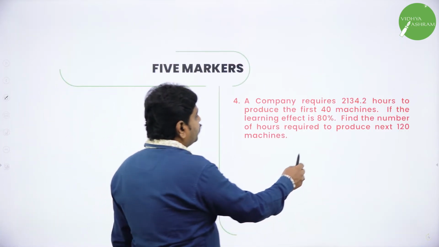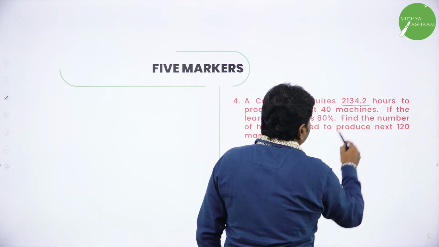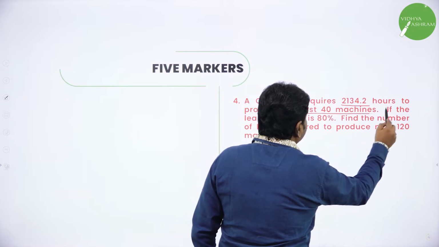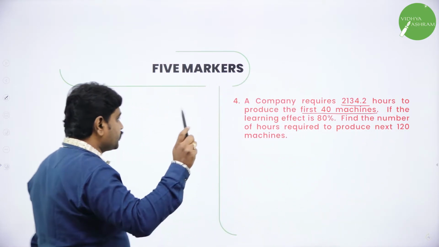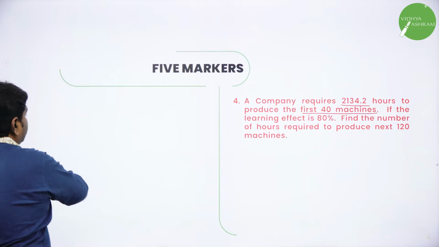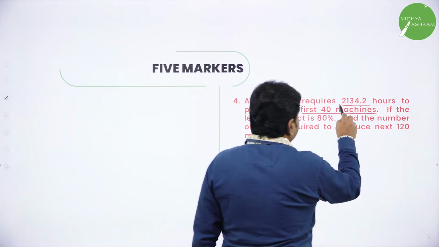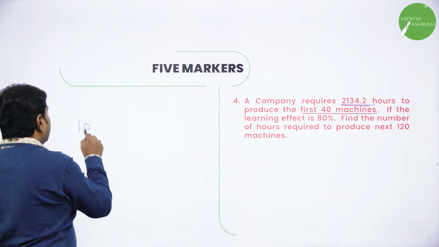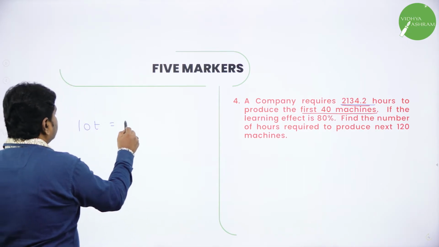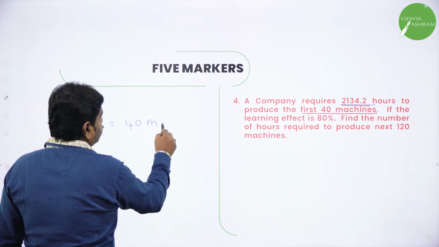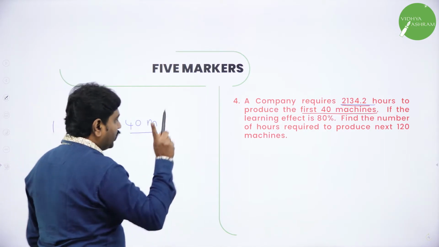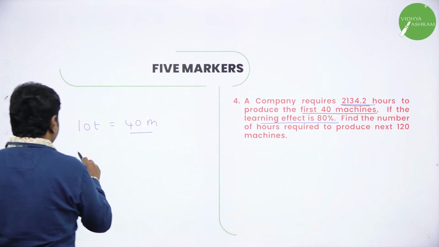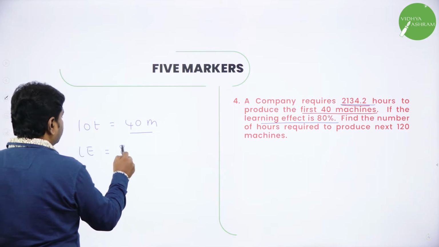A company requires 2,134.2 hours to produce the first 40 machines. They are producing the first 40 machines using this time. So I can say 40 machines as 1 lot. Here I can define 1 lot is equal to 40 machines. Then the learning effect is given. What is the learning effect given? Learning effect is 80%.